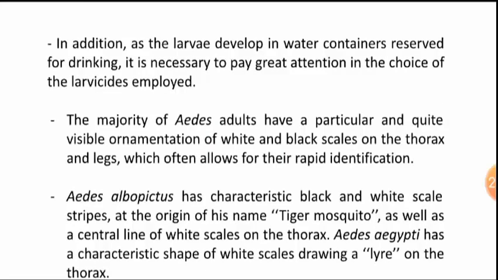In addition, as the larvae develop in water containers reserved for drinking, it is necessary to pay great attention in the choice of larvicides employed. The majority of Aedes adults have a particular and quite visible ornamentation of white and black scales on the thorax and legs, which often allows for their rapid identification.